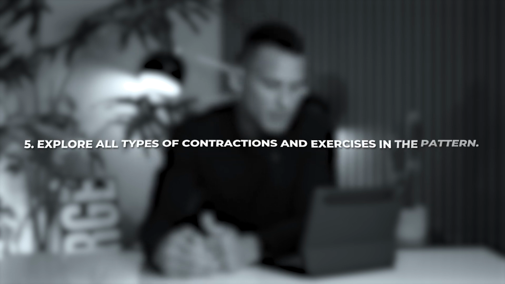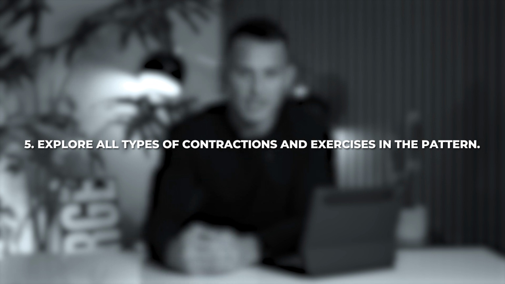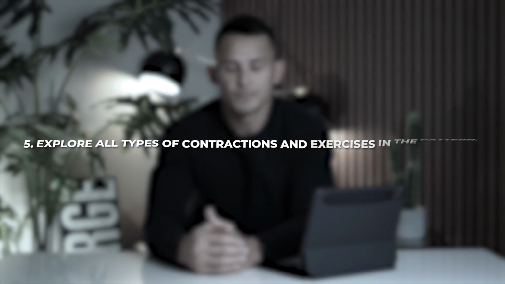And then finally, number 5, explore all types of contractions and exercises in the pattern. Okay, so that key will make more sense here in a second as we go from left to right in the matrix. But just understand, as you go from left to right and you see these numbers, you're just going to go right down to that key and say, okay, I'm going to train these contractions.